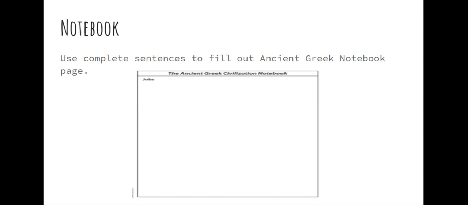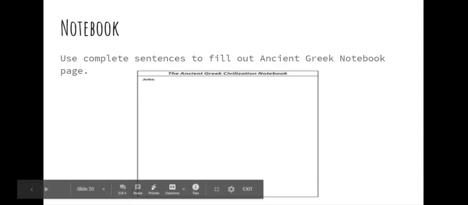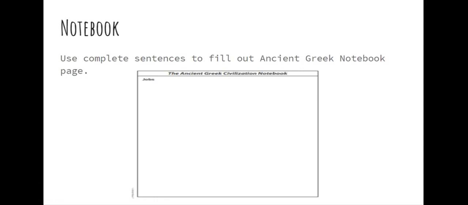In your application today, you're either going to have a notebook for yourself, or maybe you're typing this on the computer. What you're going to do is use a complete sentence to fill out the ancient Greek notebook page. On that page, you're going to use a sentence or two to tell me about the 3 different jobs you learned about in ancient Greece. So you're going to use a complete sentence and tell me about the jobs in ancient Greece.